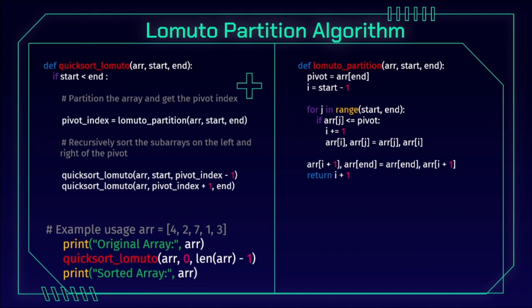Lomuto partition. This function performs the Lomuto partition on the array. It takes the array and the indices start and end. It chooses the pivot element. In this case, the last element of the array, array of end. It then rearranges the elements in the array so that elements less than or equal to the pivot are on the left, and elements greater than the pivot are on the right. The function returns the index where the pivot ends up.